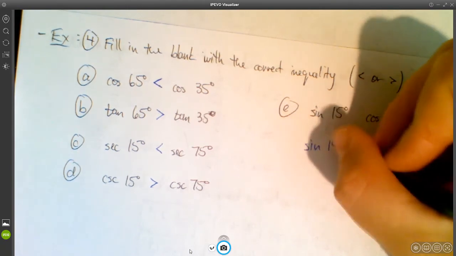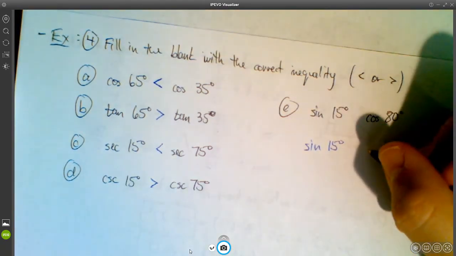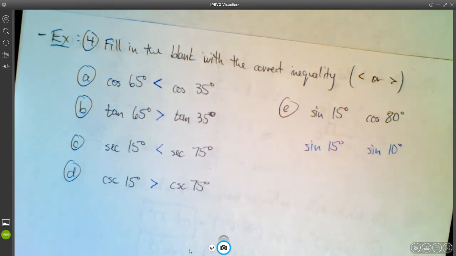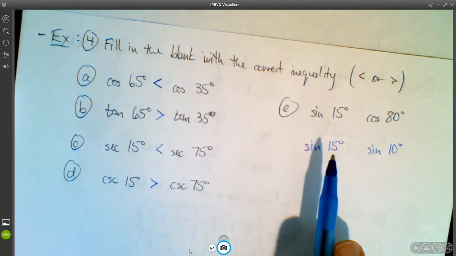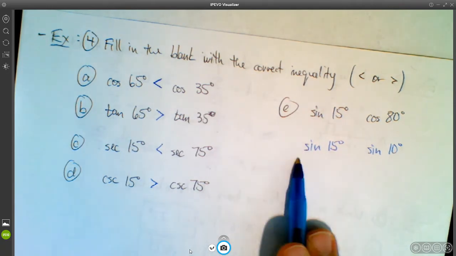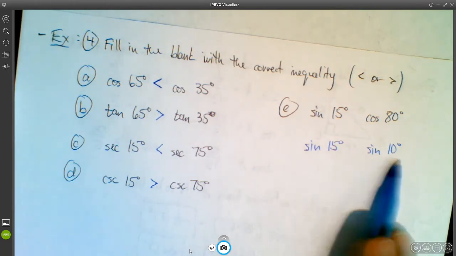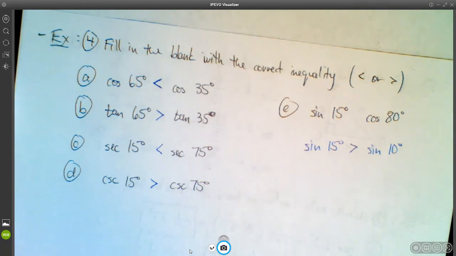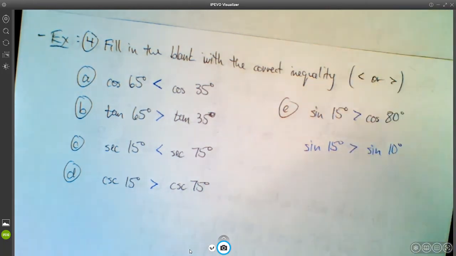So I have sine of 15 degrees. Cosine of 80 degrees would really be the same thing as sine of 90 degrees minus 80 degrees. So that's 10 degrees, right? So sine increases as theta increases. That means sine of 15 degrees should be bigger than sine of 10 degrees, right? So that's how you would do that. So to answer the first question, you would say sine 15 should be greater than cosine of 80, right? So you can also kind of mix and match with stuff.